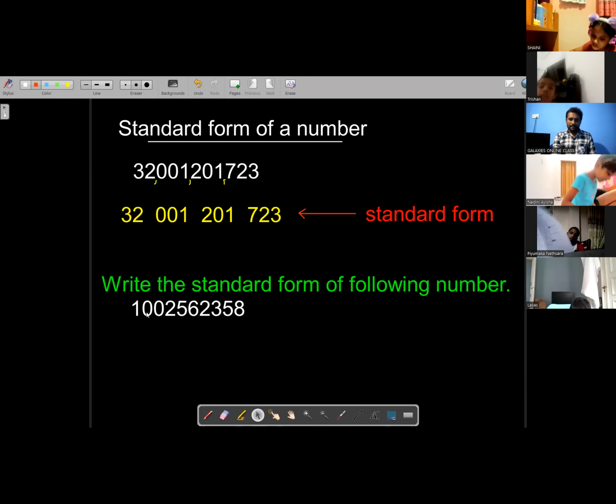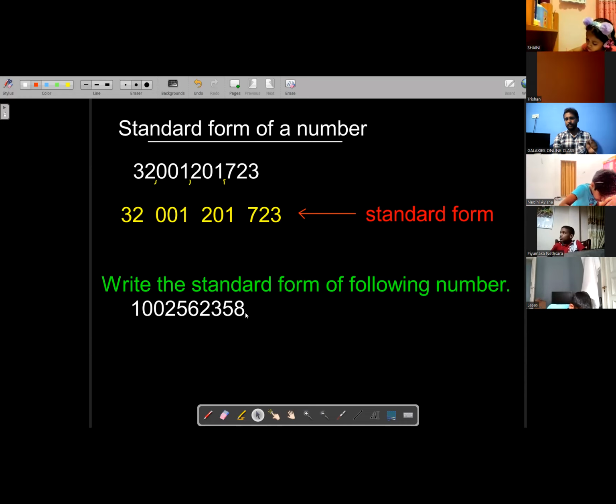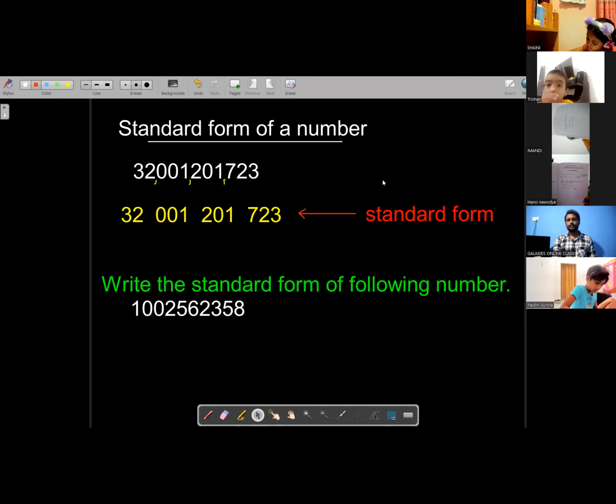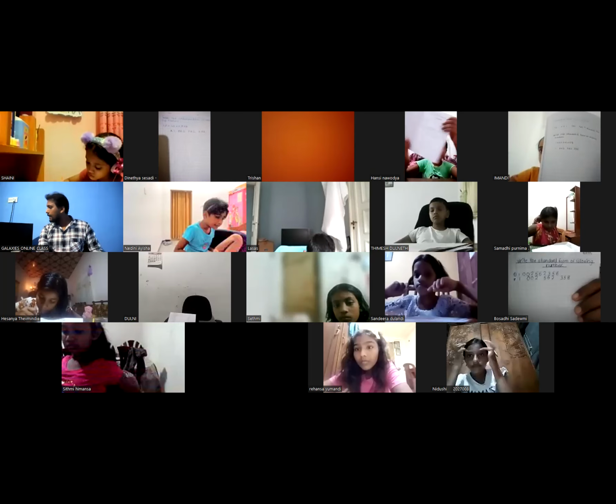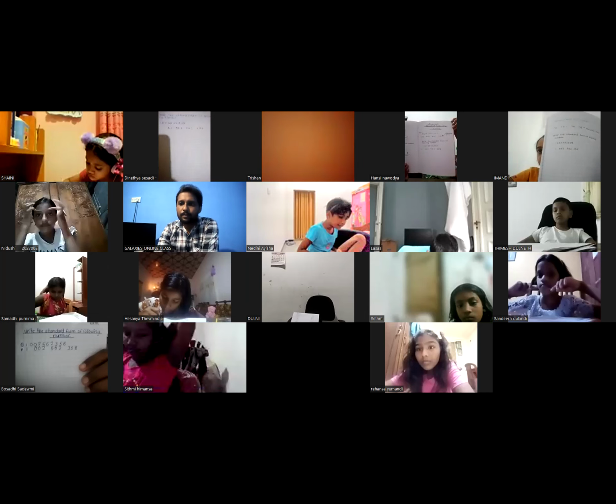Look at how many digits. 1, 2, 3, 4, 5, 6, 7, 8, 9, 10. Okay? There are 10 digits. You check. Did you write correctly? I think a lot of students finish now. Okay. Show me your book.